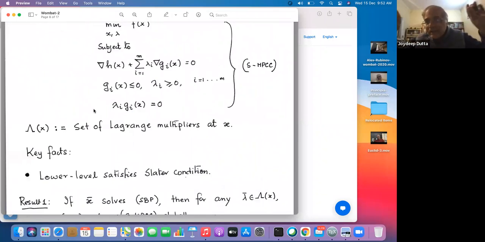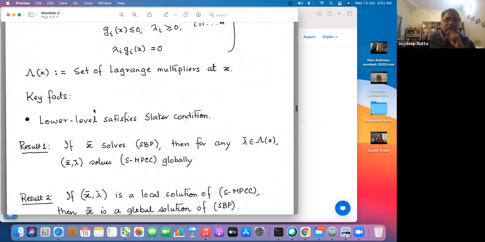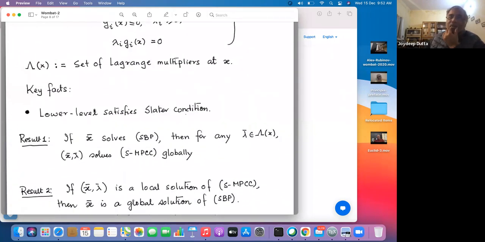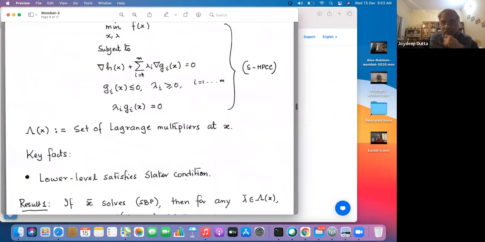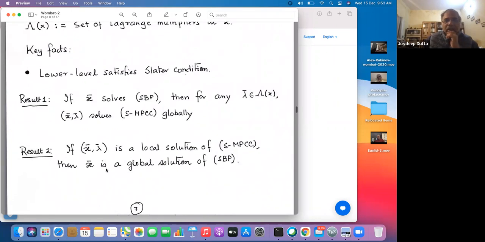Suppose we now have a blanket assumption that the lower level has the Slater condition. Then let us see what the results are here. If x bar solves the MPCC, then for any lambda bar in the set of Lagrange multipliers at x bar, (x bar, lambda bar) actually solves the SMPCC globally. And if (x bar, lambda bar) is even a local solution of the SMPCC, with the Slater condition holding at the lower level, then x bar is a global solution of SBP. Actually, this result is proved by noting the fact that if the Slater condition holds, then the set of Lagrange multipliers does not change.